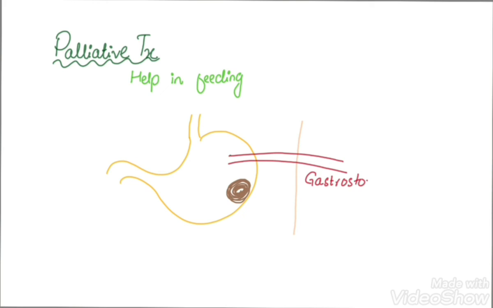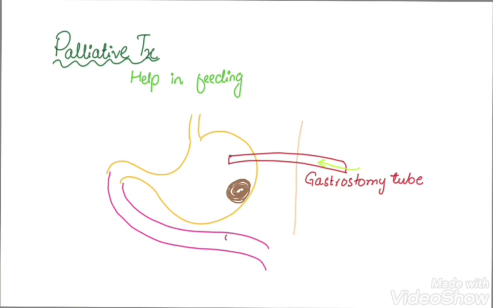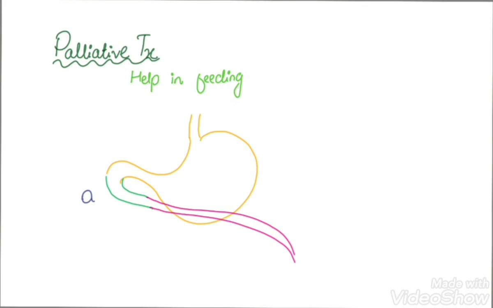But if the entire stomach is obstructed or we cannot pass a gastrostomy tube, then we can connect the jejunum through a tube to the outside, known as a jejunostomy tube. Both these are feeding tubes used in gastric carcinoma. If the gastric carcinoma totally obstructs the pylorus or is located near to it, then we can create a passage between the jejunum and stomach, known as gastrojejunostomy.